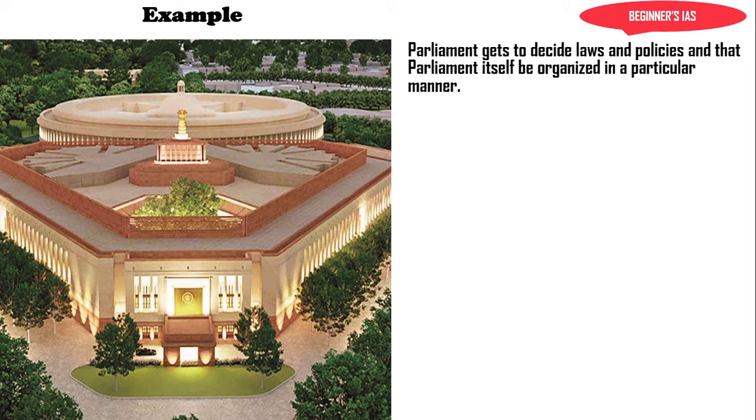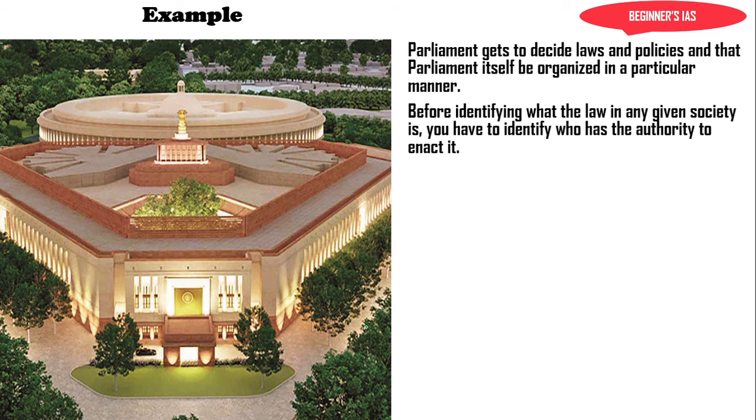And also note that before identifying what the laws in any given society are, you have to identify who has the authority to enact these laws. If the parliament has the authority to enact the laws, there must be a law. So this authority of the parliament comes in the first place. This is a function of the constitution: an authority to constitute the government in the first place.